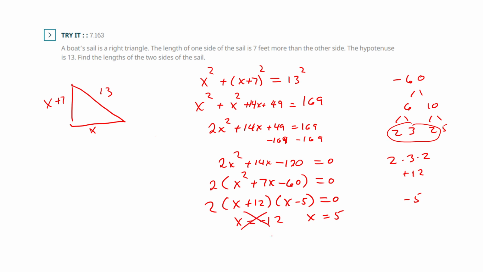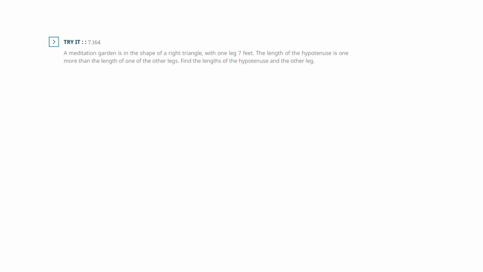Now, x cannot be a negative number. It's a length, so that doesn't make sense. So one of the sides, this side here, is 5. This one is 5 plus 7 more, so it's 12. And they've given us some units here, so feet. Let me check, yeah. Okay, one more of these.